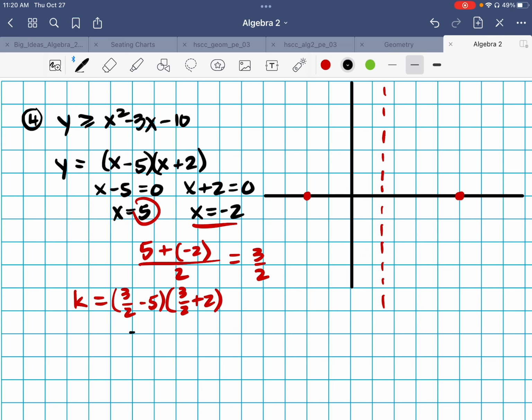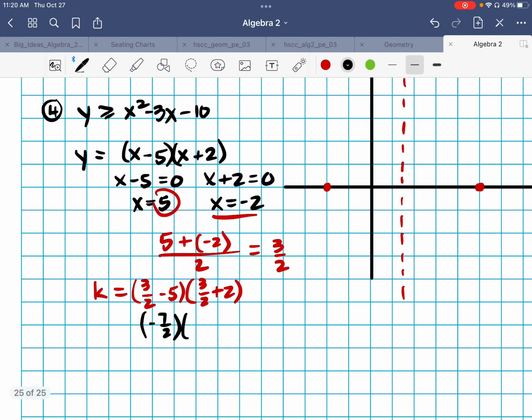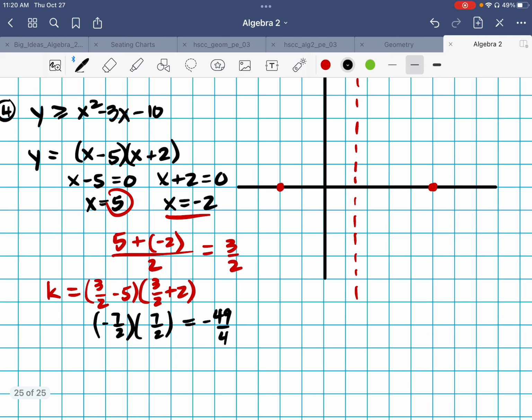What ends up happening is you get negative 7 over 2, because 5 is 10 over 2, and 3 minus 5 is negative 7. And 2 is 4 over 2, so we get 3 plus 4, which is 7 over 2. And when we multiply that, we get negative 49 over 4. So I go ahead and graph this, and it's going to be somewhere down here. All right, so there's my vertex. My vertex at 3 over 2, comma, negative 49 over 4.